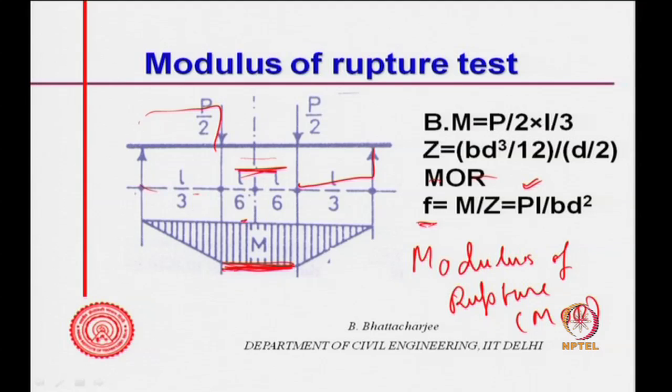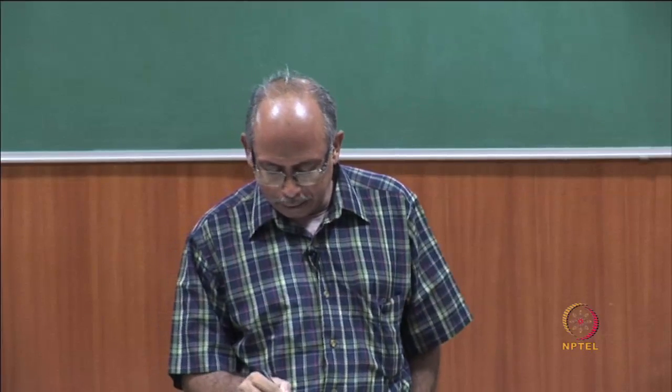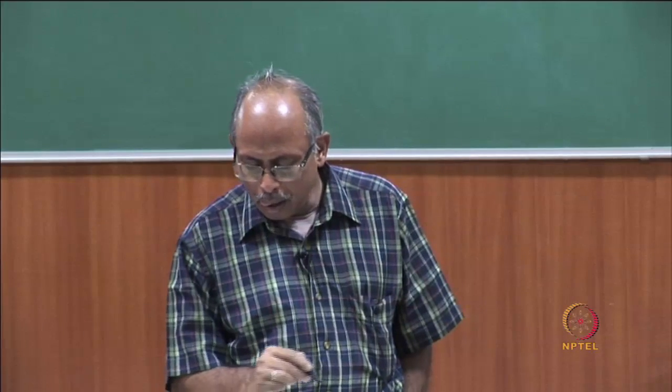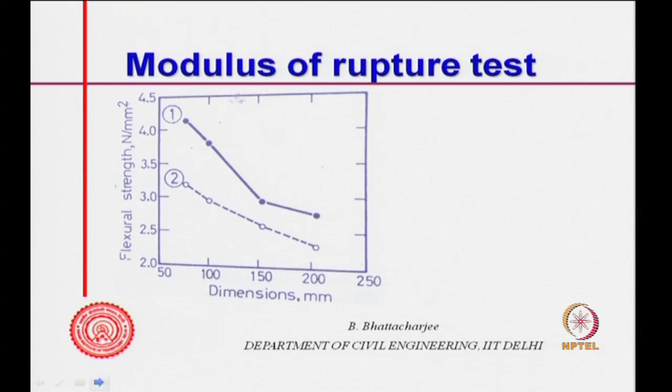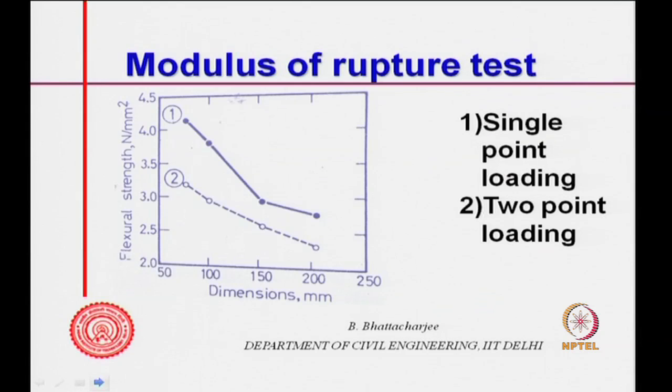Also, if it is a single point loading, you will have only one point, and failure may not have occurred within that. So, here you are increasing the chance of failure due to pure flexure by putting 2 point loading. So, no shear force, pure flexure, and so on and so forth. Now, of course, if you have different dimensions, case 1 is single point loading, case 2 is 2 point loading, and the variation is there, but as I said, 2 point loading has been standardized. Obviously, it will change with the dimension, like we said for cubes.